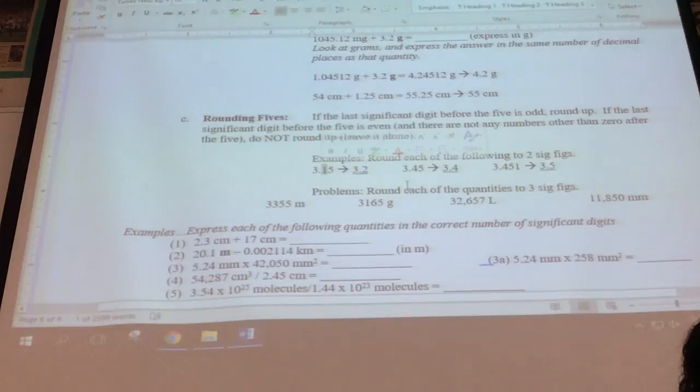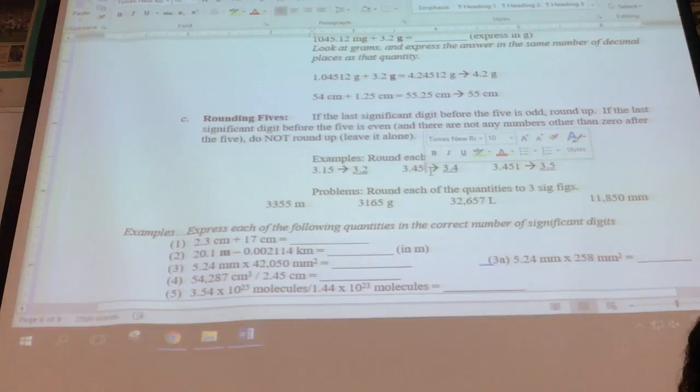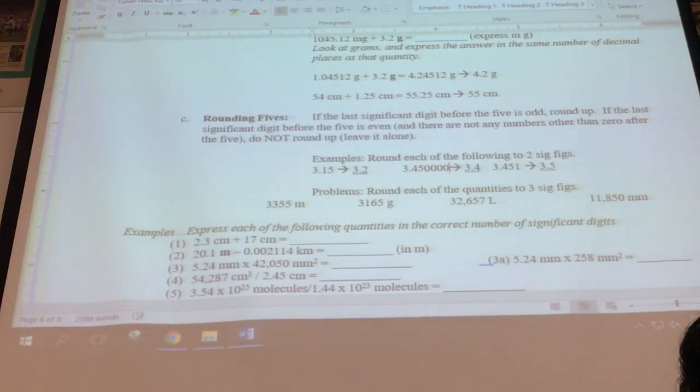Here's what you've never done. If you have 3.45, you want 2 sig figs. You have an even number followed by a 5. You want to round down, 3.4. If you have an even number followed by a 5, or even if there were zeros on there, you round down.